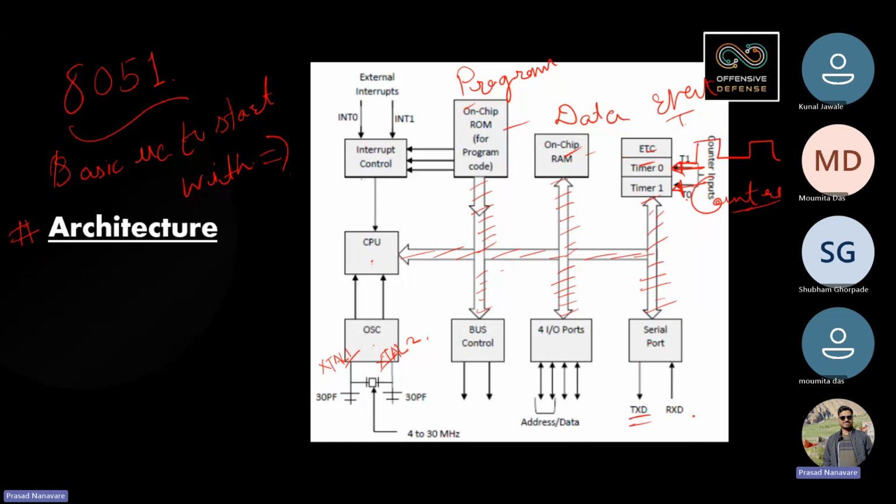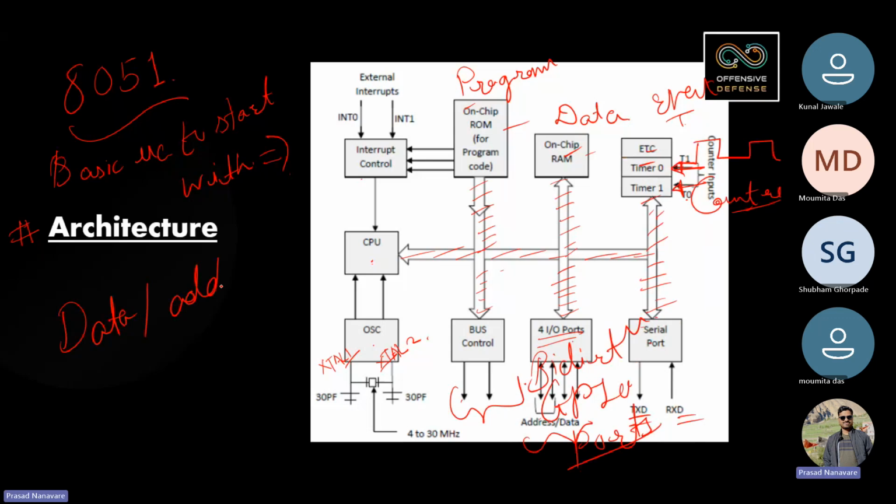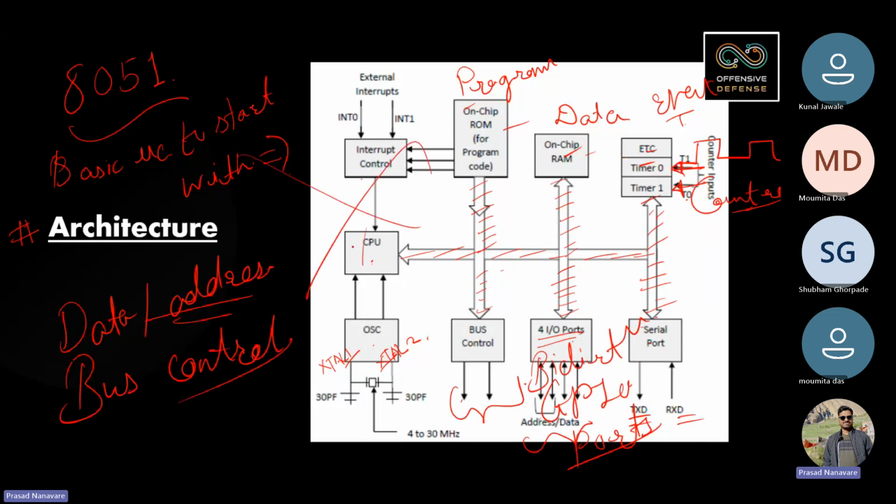Serial ports TXD RXD भी देख लिया हमने. ठीक है, 4 इनपुट आउटपुट पोर्ट्स है बाय डायरेक्शनल. ओके, बाय डायरेक्शनल general purpose input output ports. Okay, and the address and data lines are there. Then there is bus control. Okay, bus control is what I told you na, data and address flows continuously here. So who is controlling that? Bus control. This bus control should be in place, right? This is nothing but the architecture.